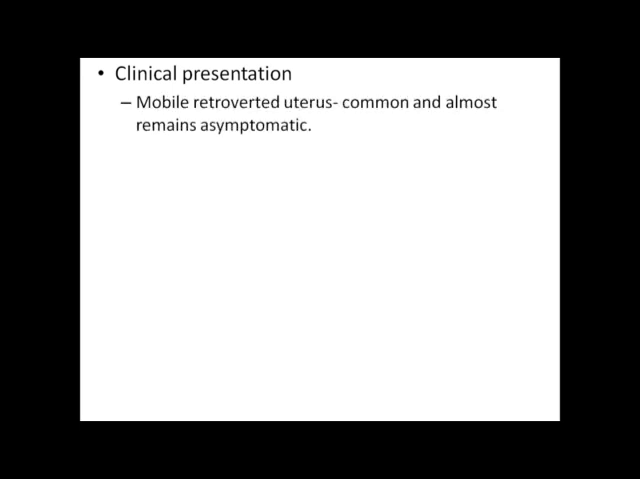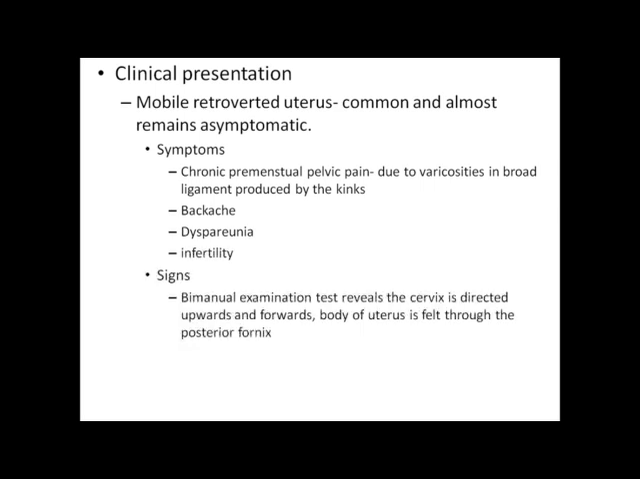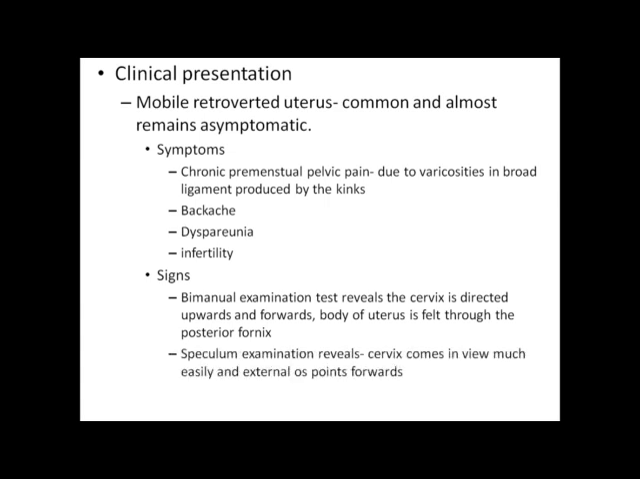The clinical presentation includes a mobile retroverted uterus, which is common and almost always asymptomatic. The symptoms include chronic premenstrual pelvic pain due to varicosities in the broad ligament produced by the kinks, backache, dyspareunia, and infertility. The signs include bimanual examination, which reveals the cervix is directed upwards and forwards. The body of the uterus is felt through the posterior fornix. Speculum examination reveals the cervix comes into view much more easily and the external os points forwards. Rectal examination confirms the diagnosis.